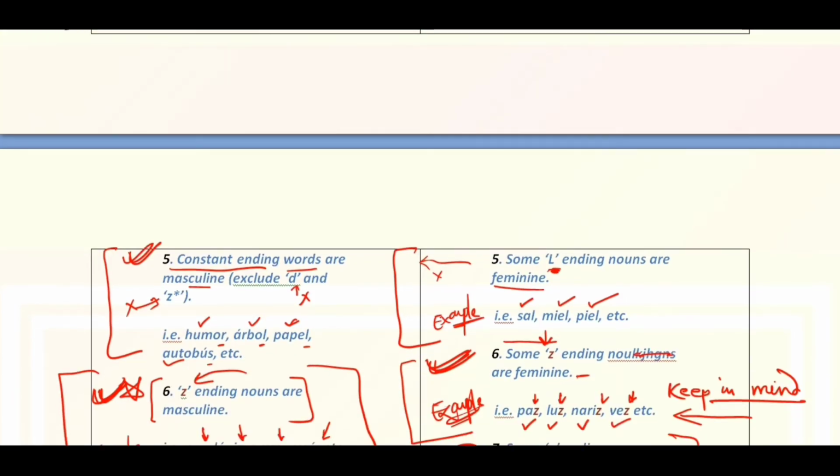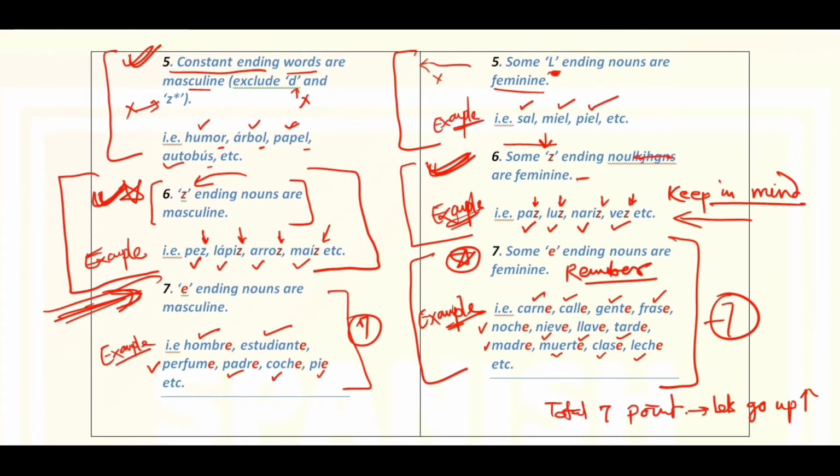Point number 5 is a noun ending with any consonant other than D and Z, which is masculine. I'm writing here. Fifth point, masculine, consonant ending, exclude D and Z. And on the feminine side, L ending nouns. We'll revise all the examples. Consonant ending words are masculine, but exclude D and Z.